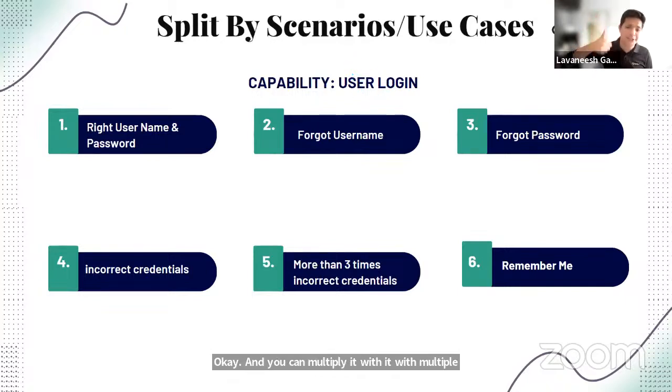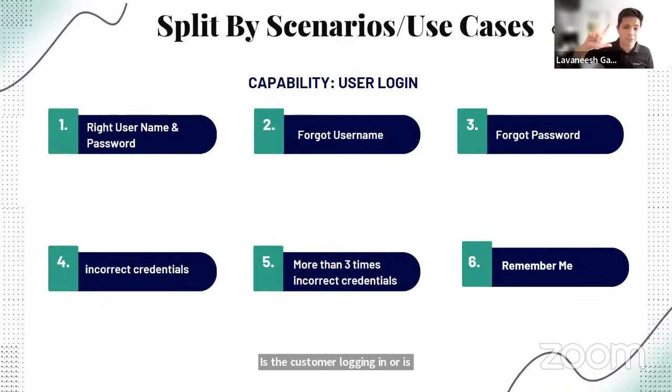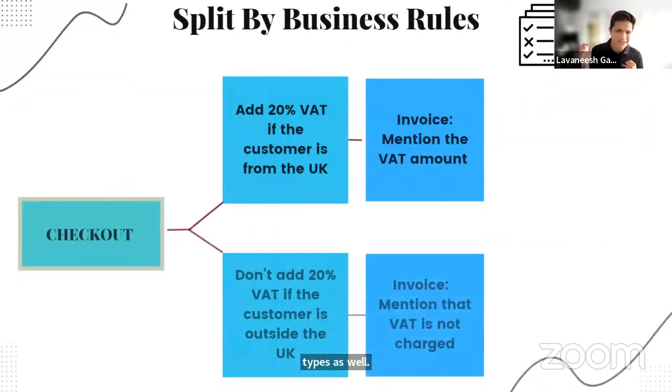Who is logging in? Is the customer logging in, or is the admin logging in? The admin and the customer might have different kinds of features as well. So you can further break this down as per the different user roles and user types. And let's go with the business rules.